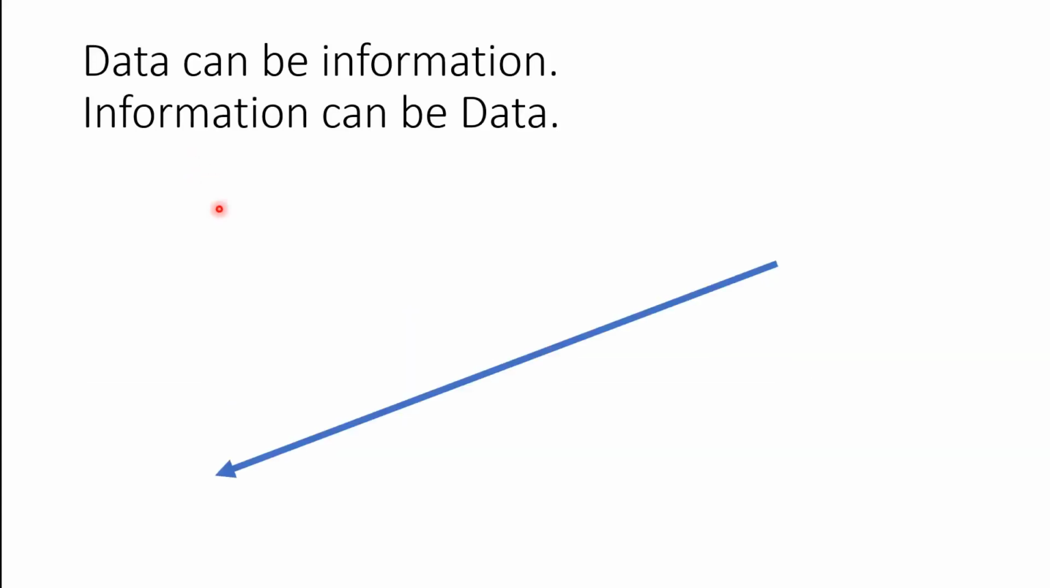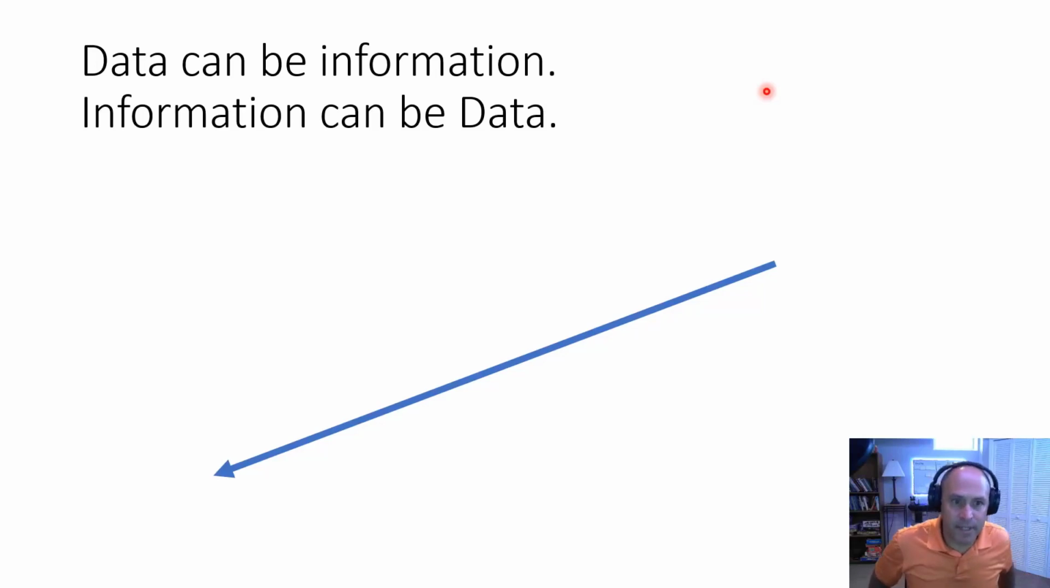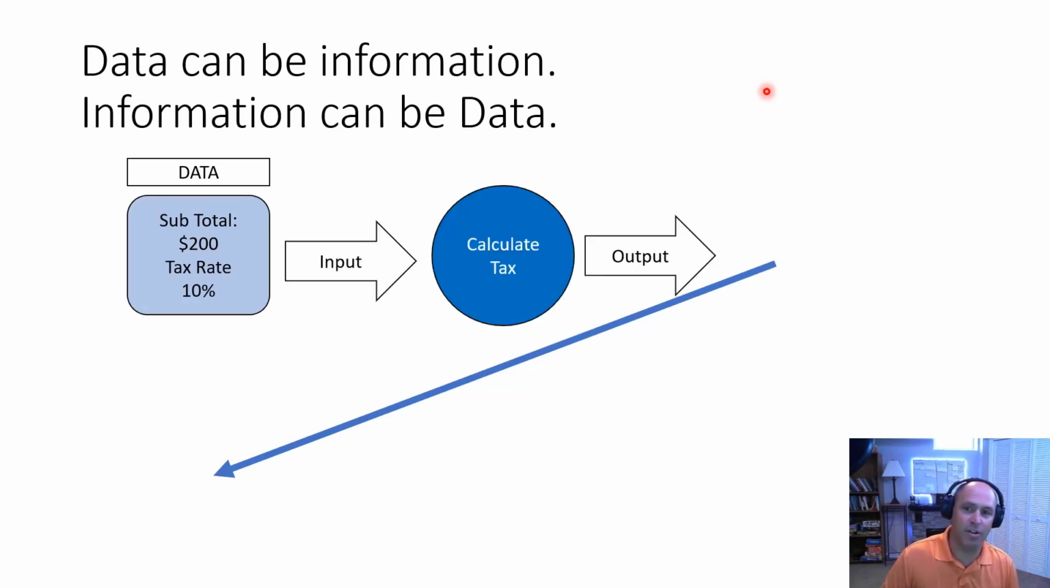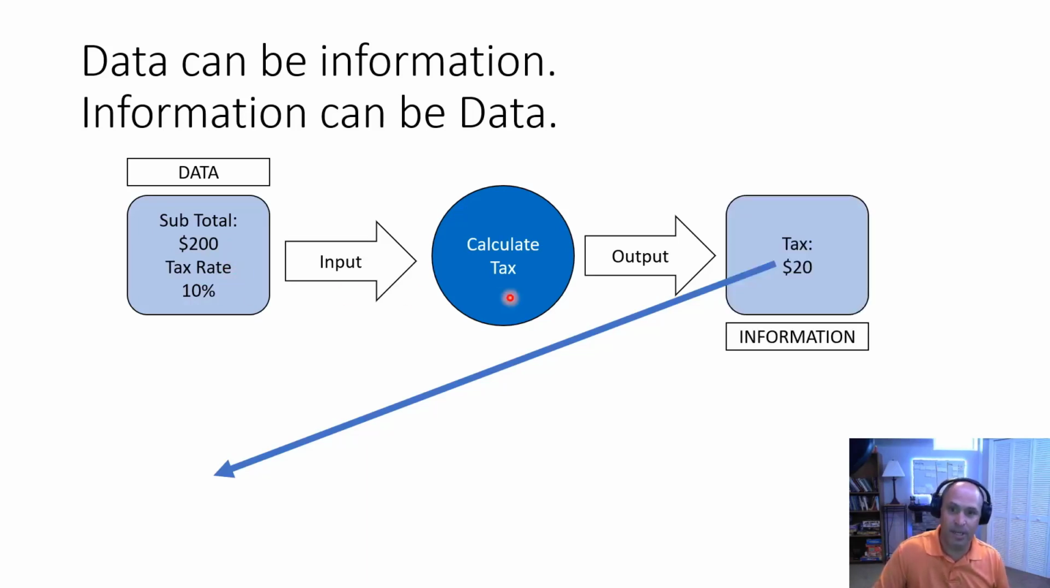Something that's really interesting is that data can be information, and information can be data. So let's go through an example of this. Let's suppose you have some data like a $200 subtotal and a 10% tax rate, and you feed that data into a process called Calculate Tax. And the tax calculator takes as input the $200 and the 10% tax rate, and you probably know what it's going to do. It's going to output $20 in tax.